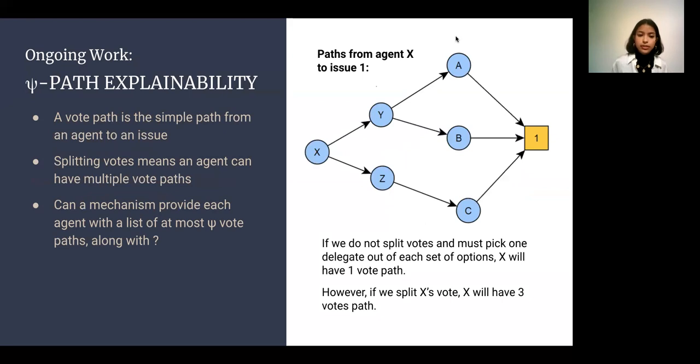Another thing we're looking at right now is something we're calling PSI-path explainability. In this image, between X and 1, there are 3 different paths that can be taken. If we were to split X's vote, X would have 3 different paths to the issue. The idea behind PSI-path explainability is that we would like a mechanism that could provide each agent with a list of at most PSI vote paths, along with the final result that that vote led to.